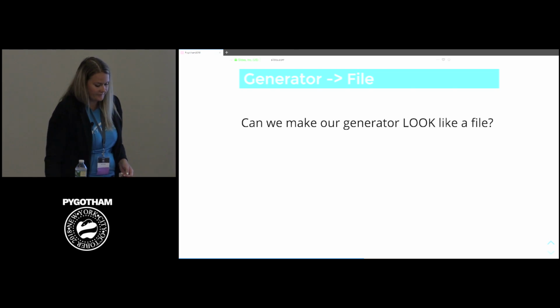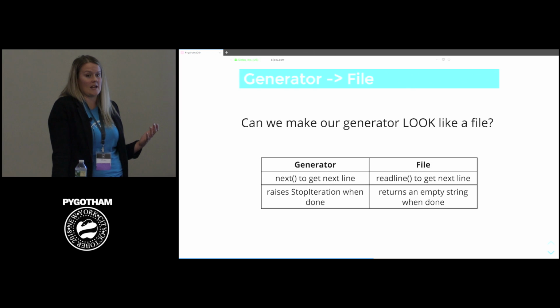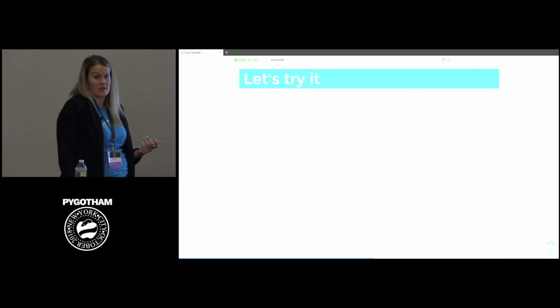Let's compare the two. If you want to get a piece of data out of a generator, you call the next function. For a file, you call the readline function that reads one line out of your file. Those seem pretty similar. And then when a generator reaches the end, it raises a stop iteration exception. A file, on the other hand, returns an empty string. So let's see if we can disguise our generator to look like a file.